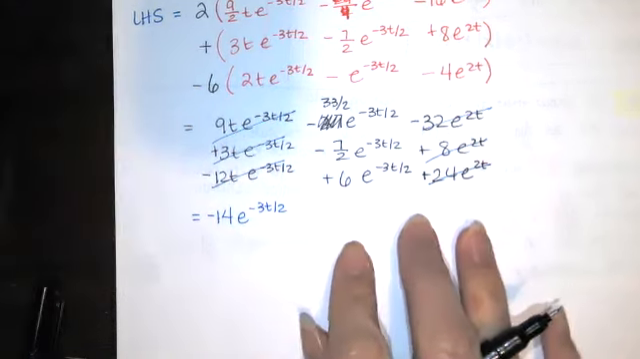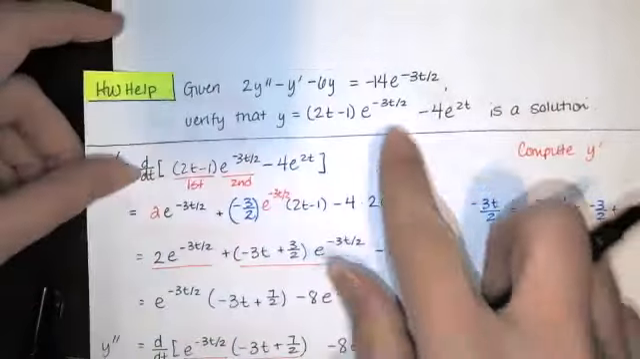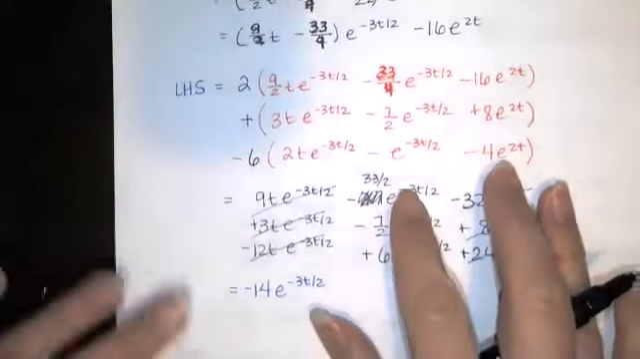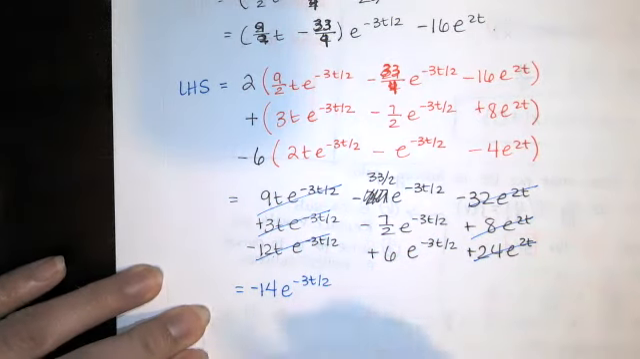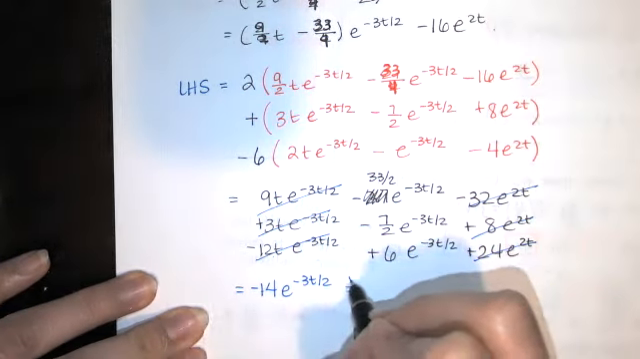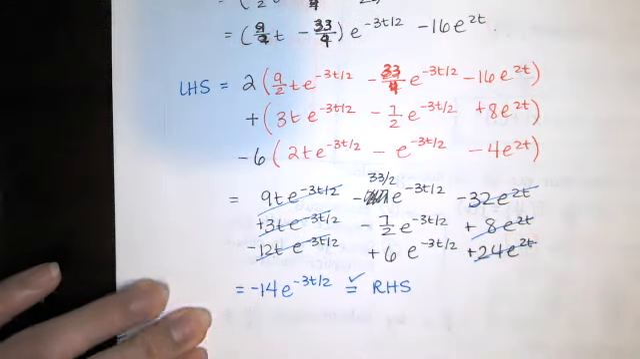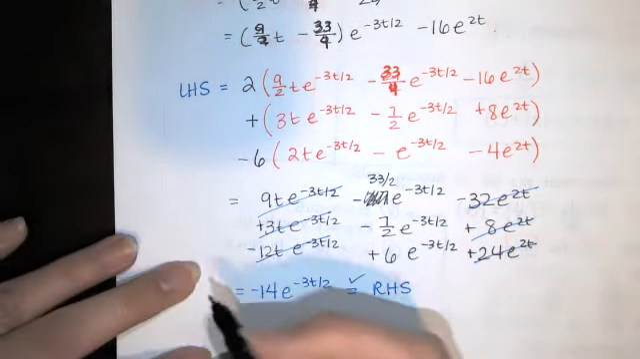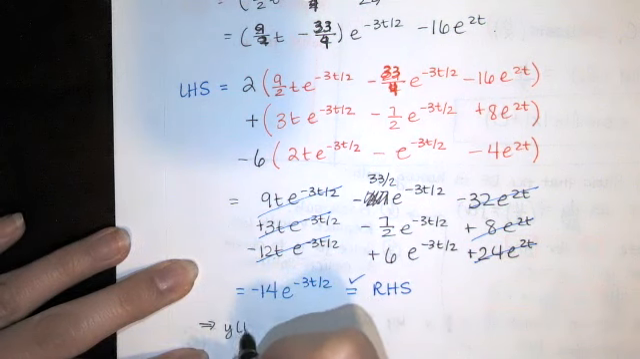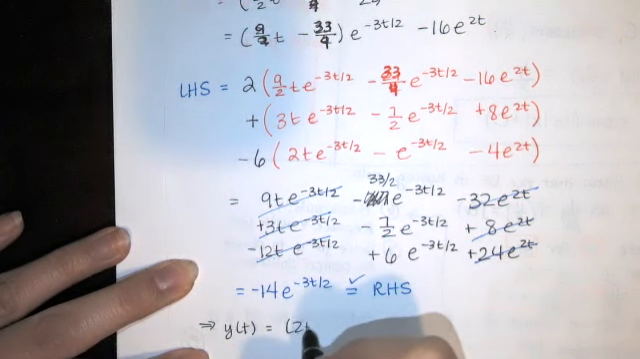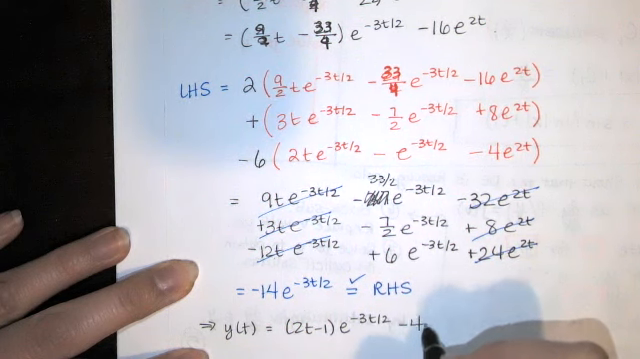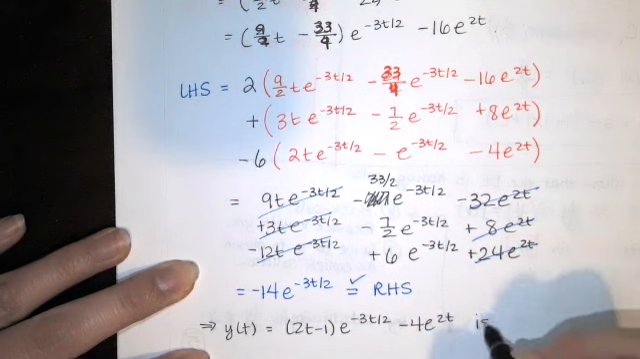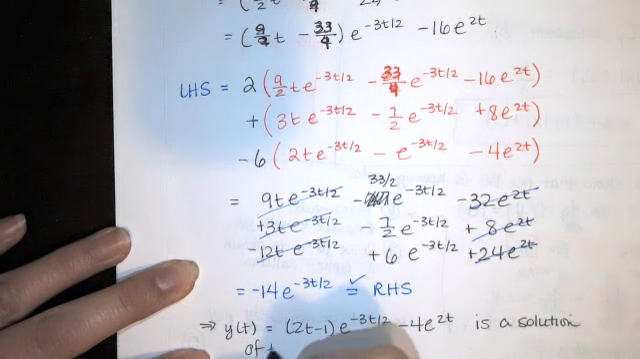And let's check it out. Is that the right-hand side? It is. So after some simplification, once I corrected my arithmetic error, which I fortunately caught, we showed that the left-hand side does simplify to the right-hand side. So that means that y equals 2t minus 1 times e to the negative 3t over 2 minus 4e to the 2t is a solution of the second order differential equation.